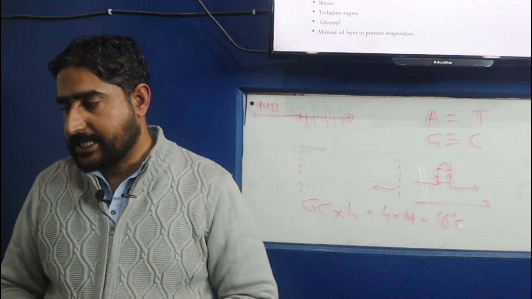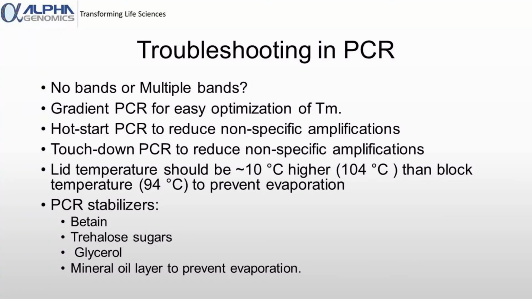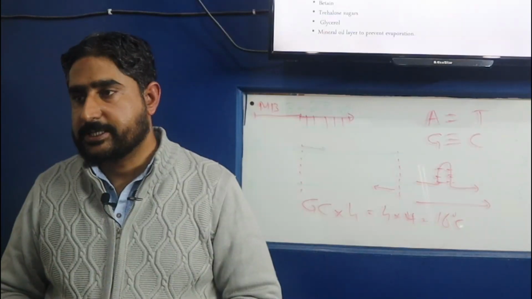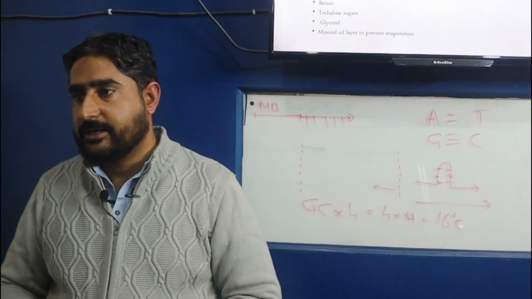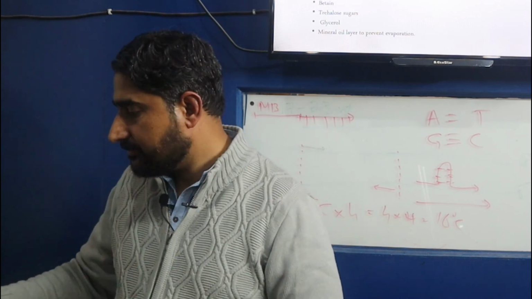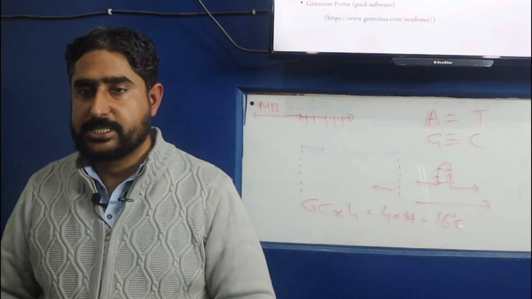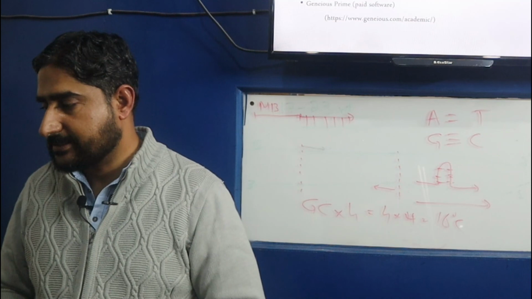There are some PCR stabilizers as well, which might need to be added from time to time, like betaine, trehalose sugars, and glycerol. In some reactions we might need to add a mineral oil layer on top of the PCR tubes to reduce the evaporation of water from the PCR reactions.